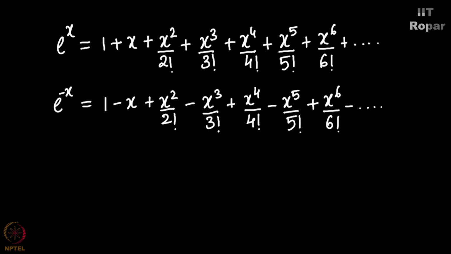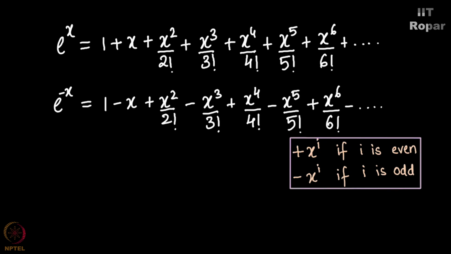So e to the minus x will be 1 minus x plus x square by 2 factorial minus x cube by 3 factorial plus x to the 4 by 4 factorial minus x to the 5 by 5 factorial and so on. You have a minus sign in front of x to the i if i is odd and plus sign if i is even. As simple as that. Now look at this.